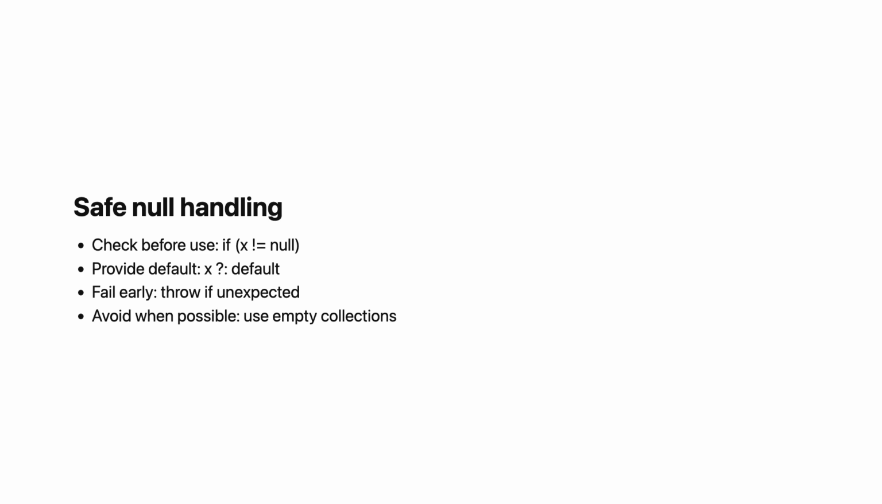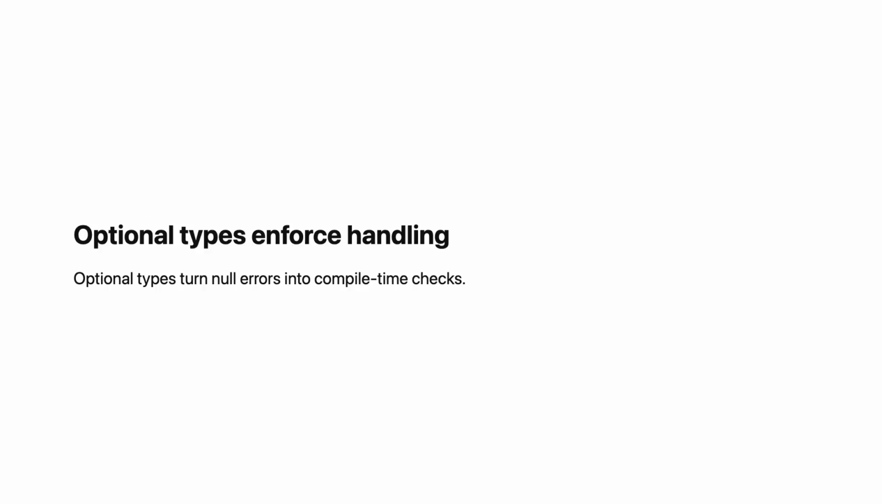Handle it explicitly. Many modern languages have optional types. An optional type explicitly says, this might be absent. Instead of string that might secretly be null, you have optional of string. The type itself declares the possibility of absence. When you have an optional, you cannot use it directly. You must first check if a value is present. The type system enforces this.